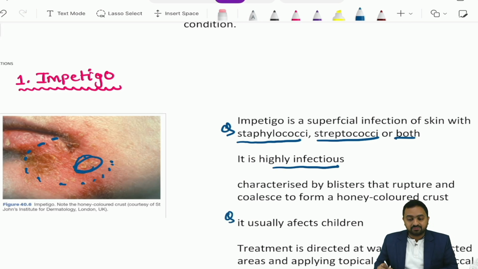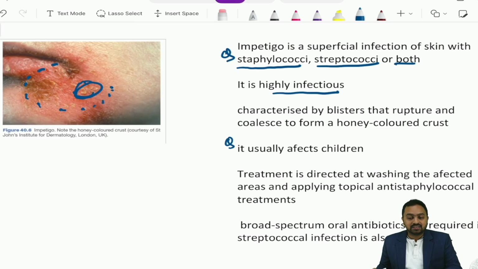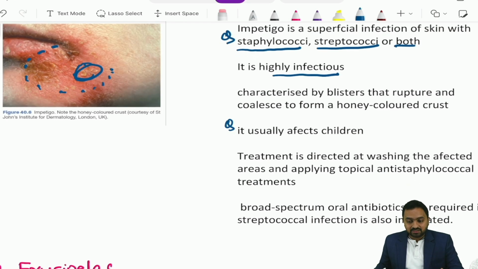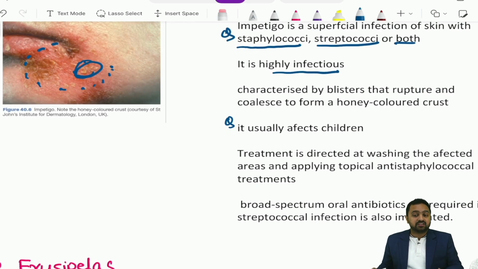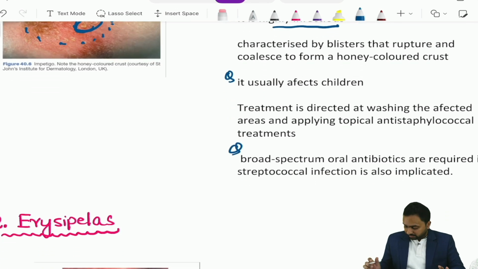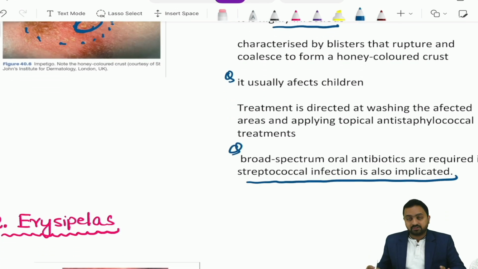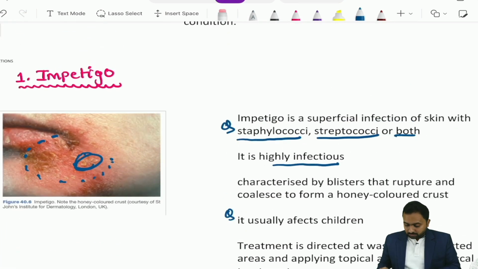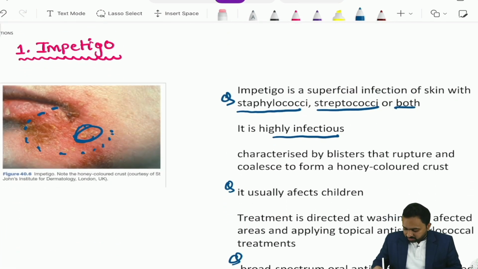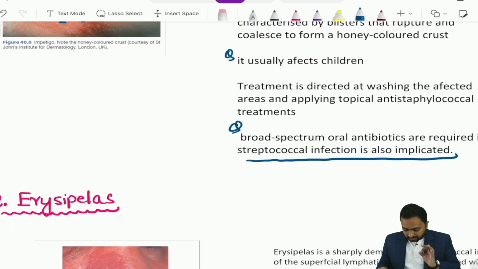Now it usually affects children and treatment is directed at washing the affected areas and applying topical anti-staphylococcal treatments. Broad spectrum oral antibiotics are required if streptococcal infection is also implicated. So please remember the causative agents, which are staphylococci and streptococci, highly infectious, usually in children. Then your next infection is erysipelas.